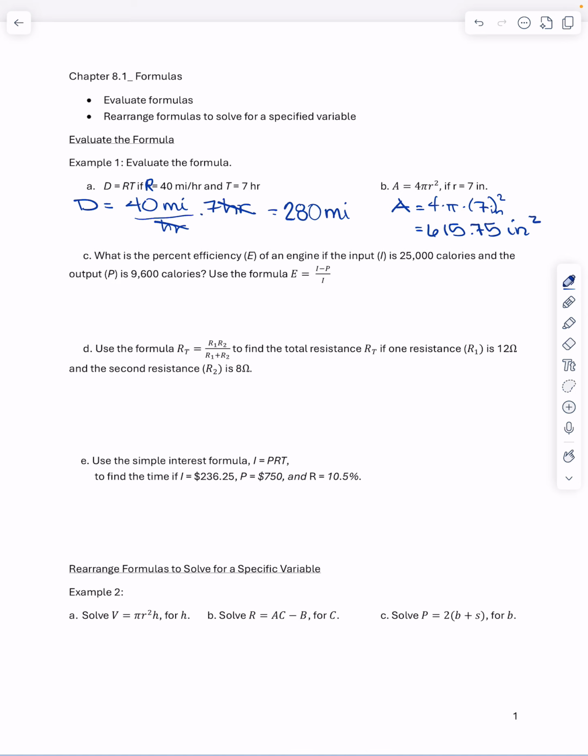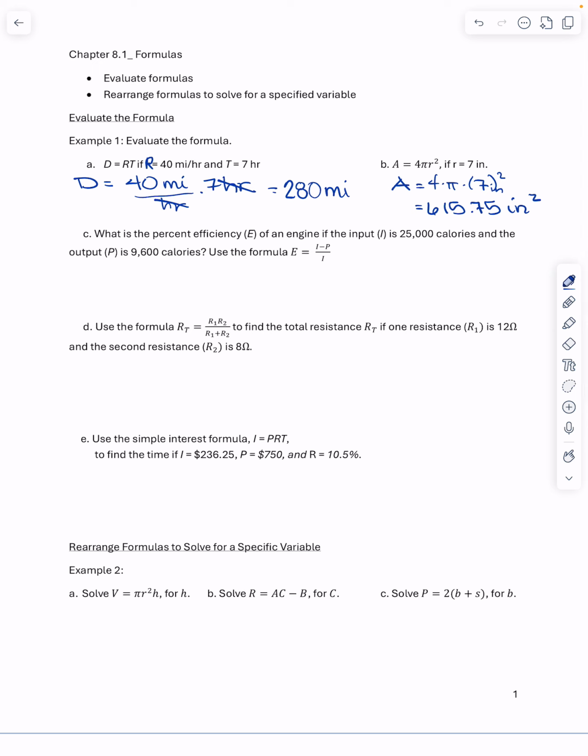C, we want the percent efficiency of an engine, and here's my formula. Efficiency equals input, which is 25,000, minus output, 9,600, over the input, 25,000. I get an engine efficiency of 0.616. Notice if I had included labels, it would have been calories over calories. Those would have canceled. I am not sure what we measure efficiency in.